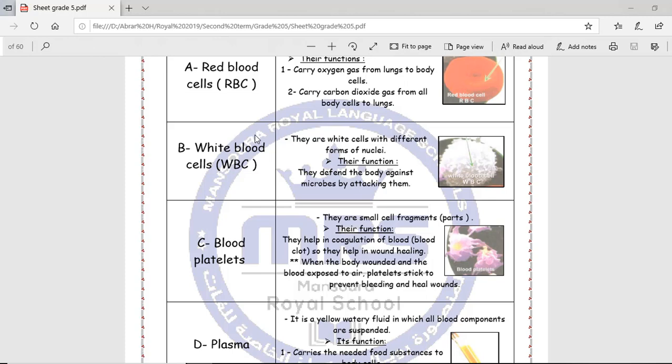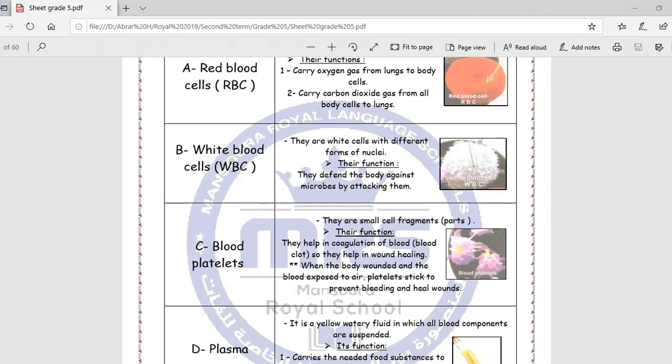The second structure of the blood is the white blood cells. So we have red blood cells and we have white blood cells. The white blood cells are white cells, but with different forms of nuclei. So they are white cells with different shapes, with different forms of nuclei.